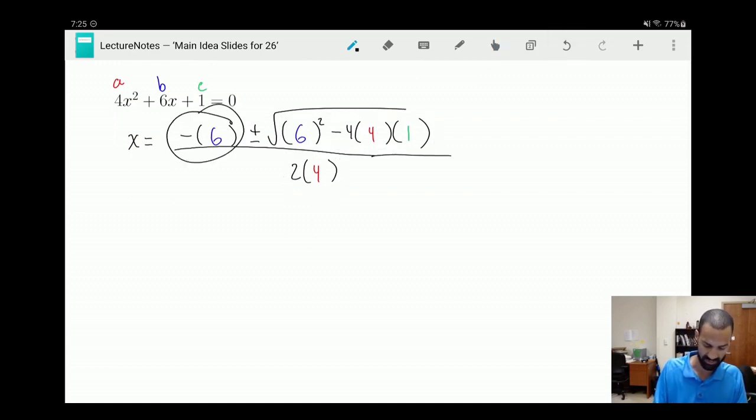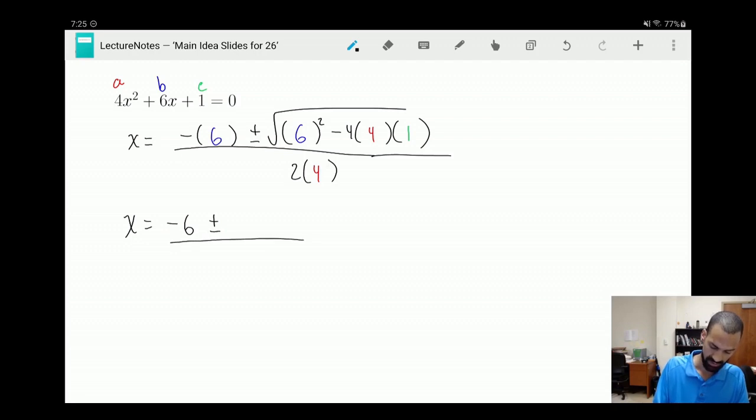This one's the easiest one. Negative 6. Literally, it's exactly what it sounds like. Negative 6. 2 times 4 is 8, so I'll put 8 on the bottom here. Let's see. 6 squared is 36. And 4 times 4 is 16, times 1 is 16. So that's going to be under the square root. And 36 minus 16 is 20. So negative 6 plus or minus the square root of 20 over 8.